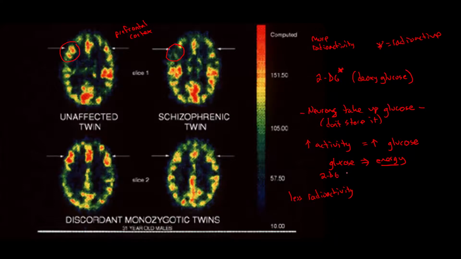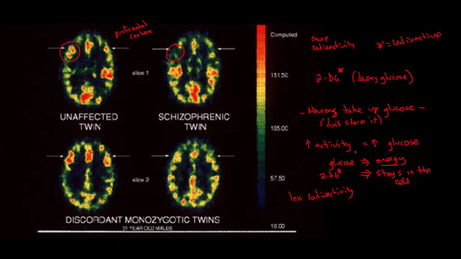2DG looks like glucose, but it stays in the cell. Okay? So if I have radioactive 2-deoxyglucose and I give that to the patient, and then I have them do a task, any neuron involved in that task is going to increase its activity. What does that mean? It's going to take up more glucose. It's going to take up more deoxyglucose. The glucose gets converted into energy and lets the neuron do its thing. The 2DG just sits there though.